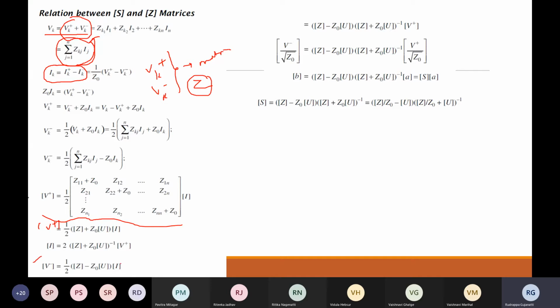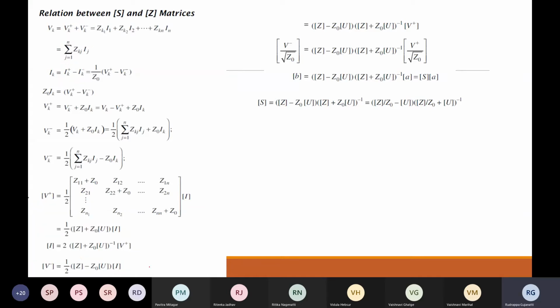So now here you can observe that I have current I. Now since I want the relation between V minus and V plus, what we can do is we can substitute I with this equation. So when we substitute I with the equation which is represented over here, what we obtain is Z matrix minus the unitary matrix multiplied with the characteristic impedance. This entire matrix multiplied with this parameter, which is identified by this equation.